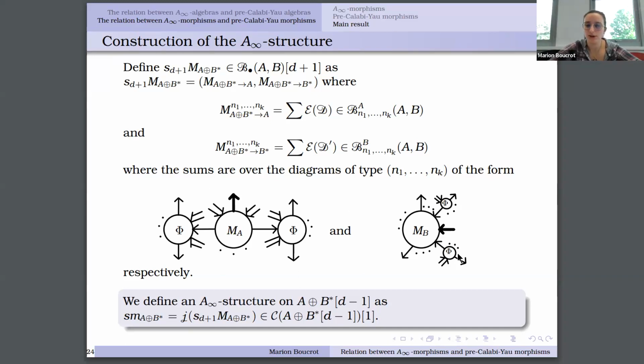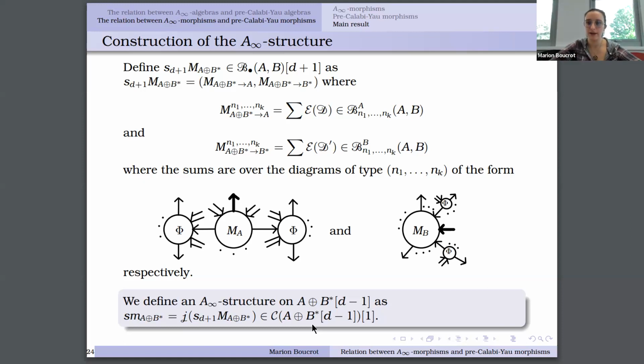And thanks to those two diagrams, one can define two elements, and using the isomorphism before, those two elements give finally an element of B shifted by D plus 1. So the infinity structure on A plus B star shifted by D minus 1 is just given by J of this element we just constructed, where J is the previous map going from B to this space of cyclic cochains of A plus B star.